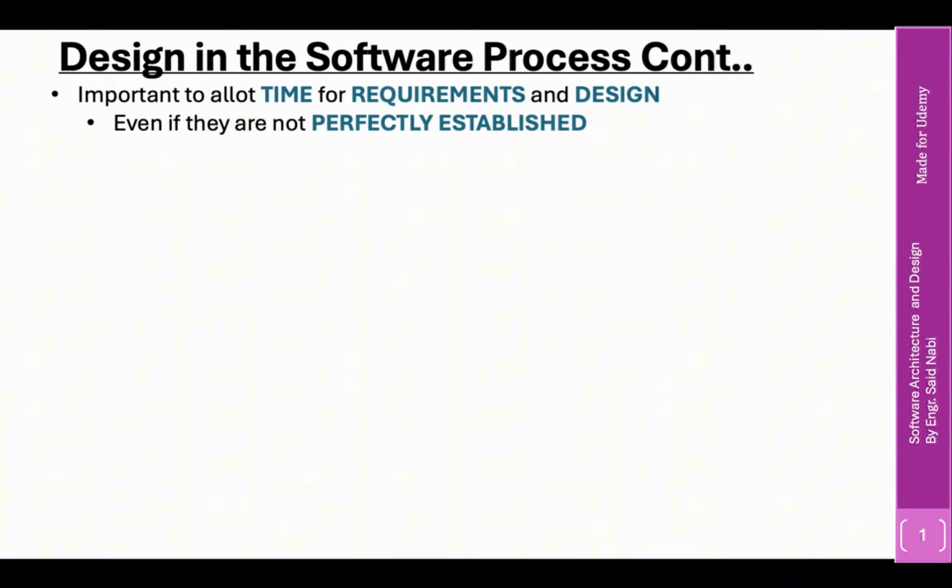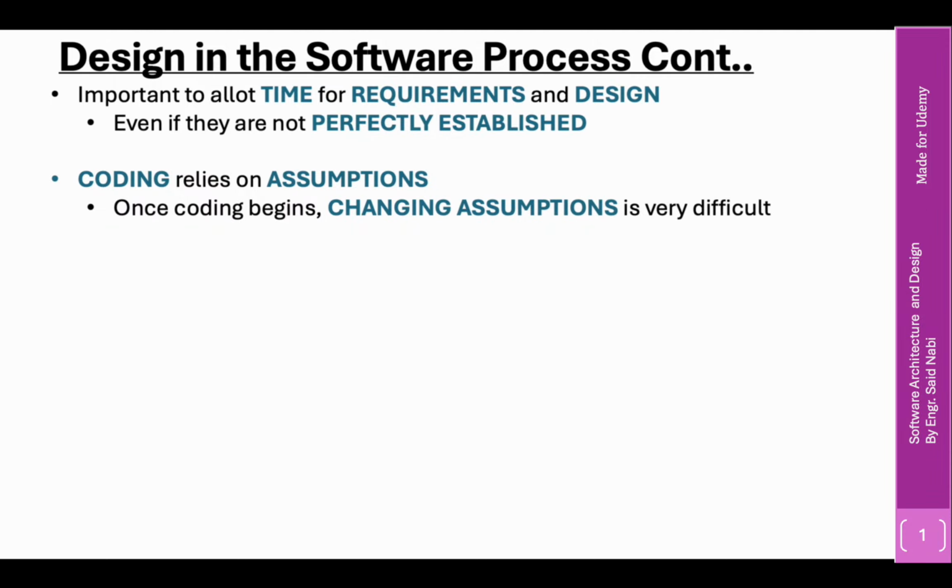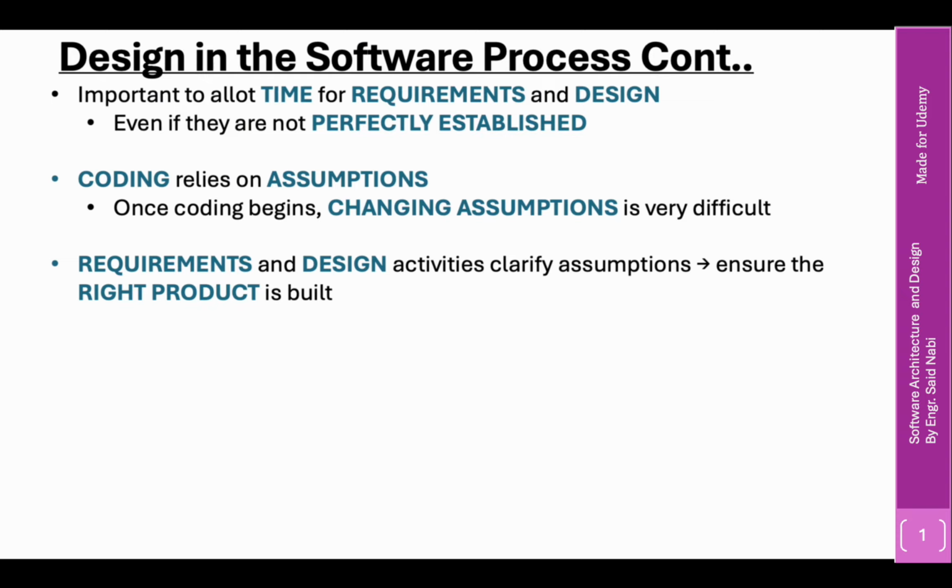And here is the hard truth. Coding relies on assumptions. Every line of code assumes this is what the user wants, this is how the system will behave, this is how data will flow. So once coding begins, changing those assumptions becomes expensive and painful. It's like pouring concrete. You cannot easily move the walls. This is why requirements and design exist. They force us to question assumptions, clarify understanding, reduce uncertainty, and they help ensure we are building the right product, not just a working product.